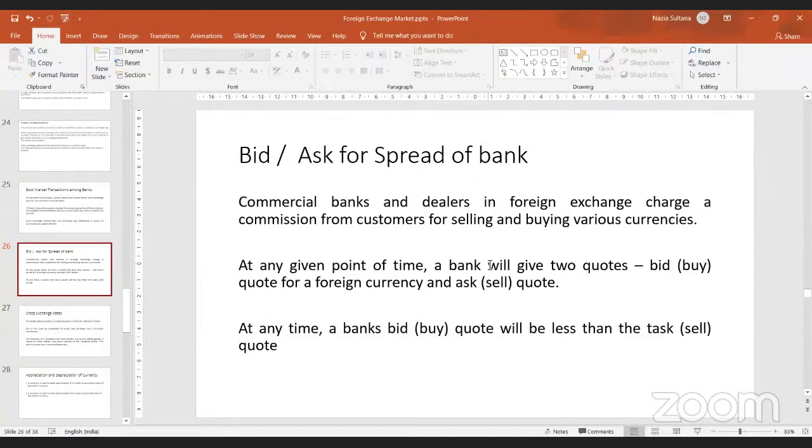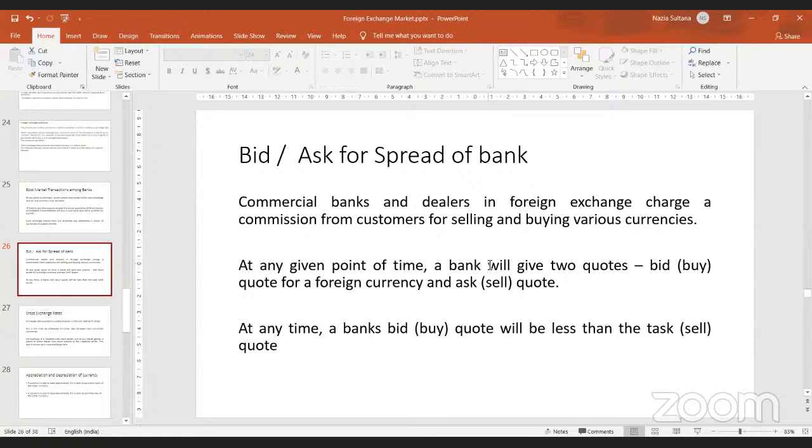It all depends upon why the bank is buying, for whom the bank is buying, how much that client is ready to give or take. It all depends on that. So this is between banks of different countries who are buying and selling. So banks will charge a commission for doing this transaction.